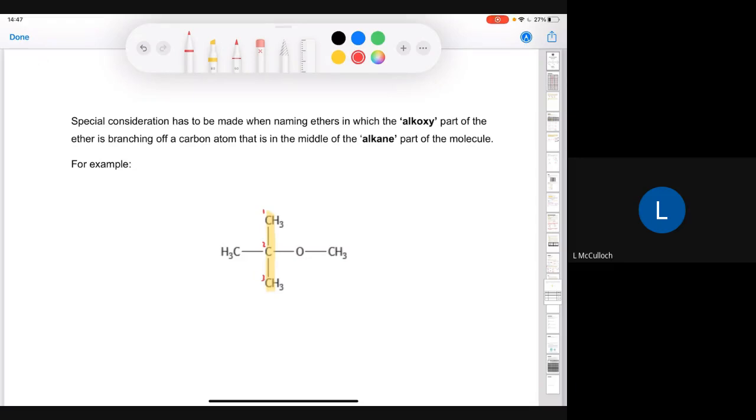And then when we are building up the name of our ether, I'm going to pop that in, so that's propane. Now it's not just propane, because as you can see, we have a CH3 branching off of the second carbon. So we would call that 2-methylpropane.